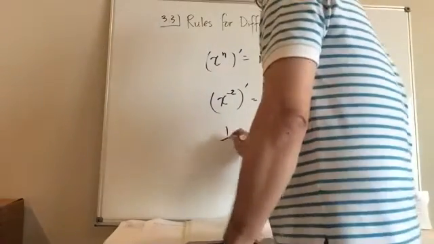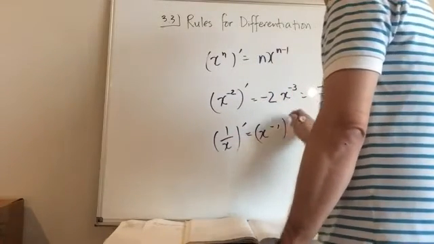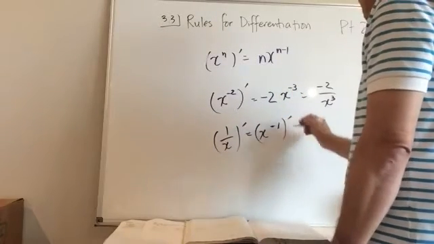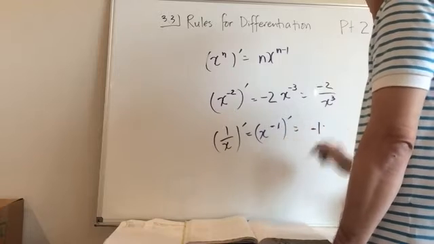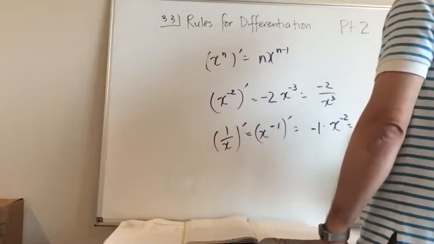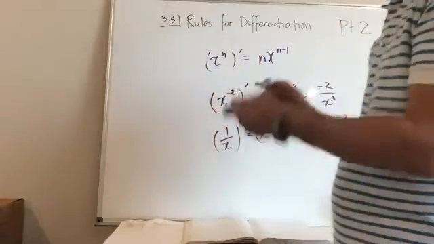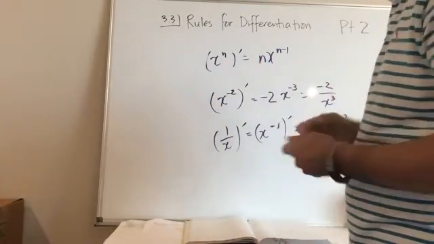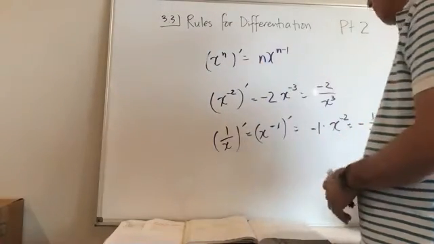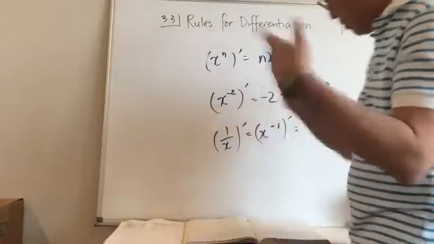If I had 1 over x, taking the derivative of this is the same as taking the derivative of x to the minus 1. Minus 1 comes down, so it's minus 1 times x to the minus 2, which is minus 1 over x squared. Okay? So in other words, n can not only be a positive integer, it can also be a negative integer. It can't be 0, right? Because x to the 0 is equal to 1, and if I take the derivative of 1, I get 0, right?